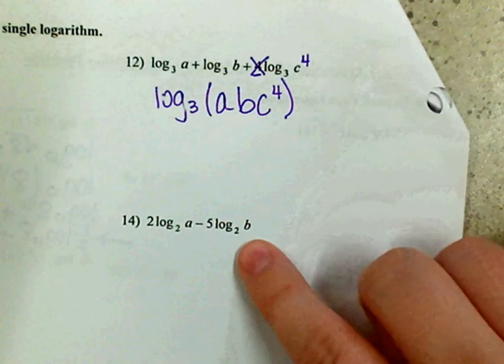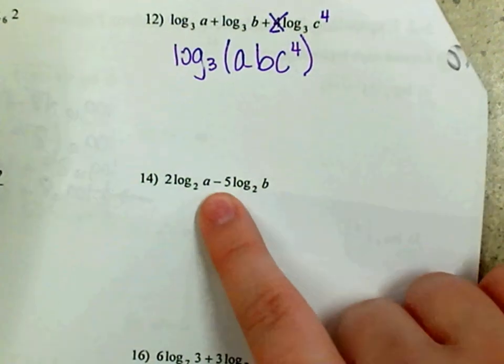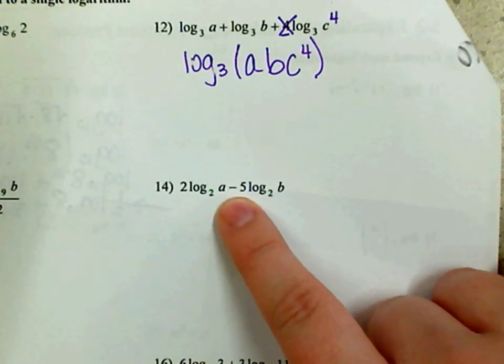Number 14 will be very similar, but notice the key difference is that this has subtraction, so you already know you're going to have to use division. Okay, but let's look at number 13.